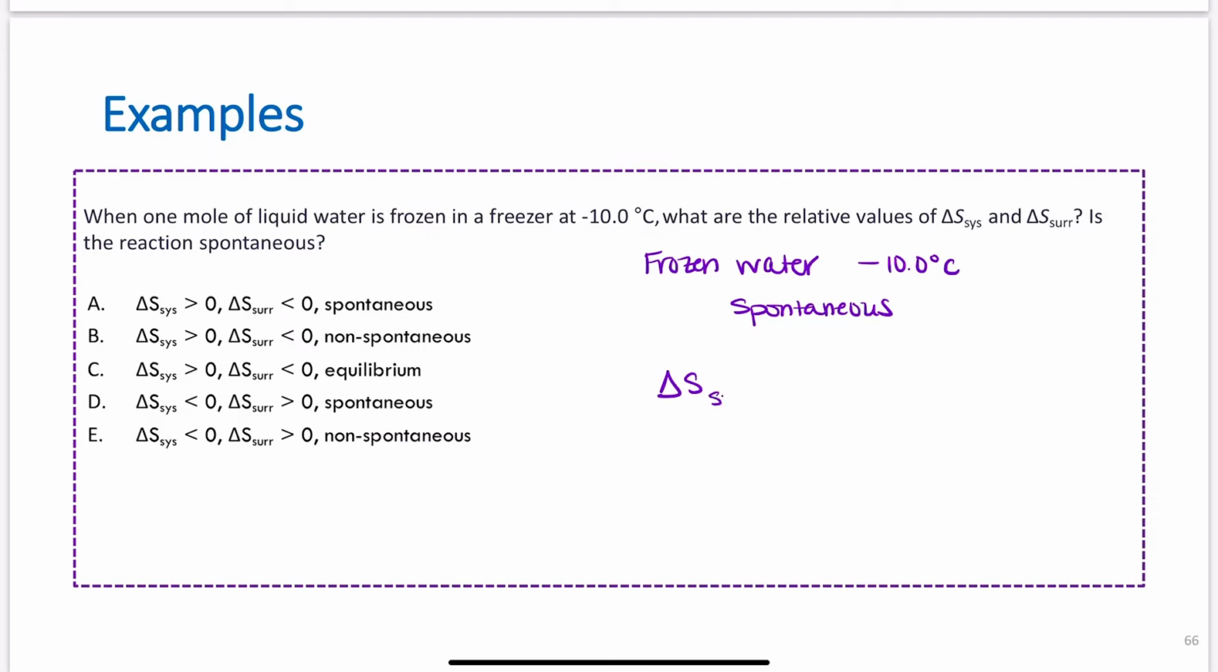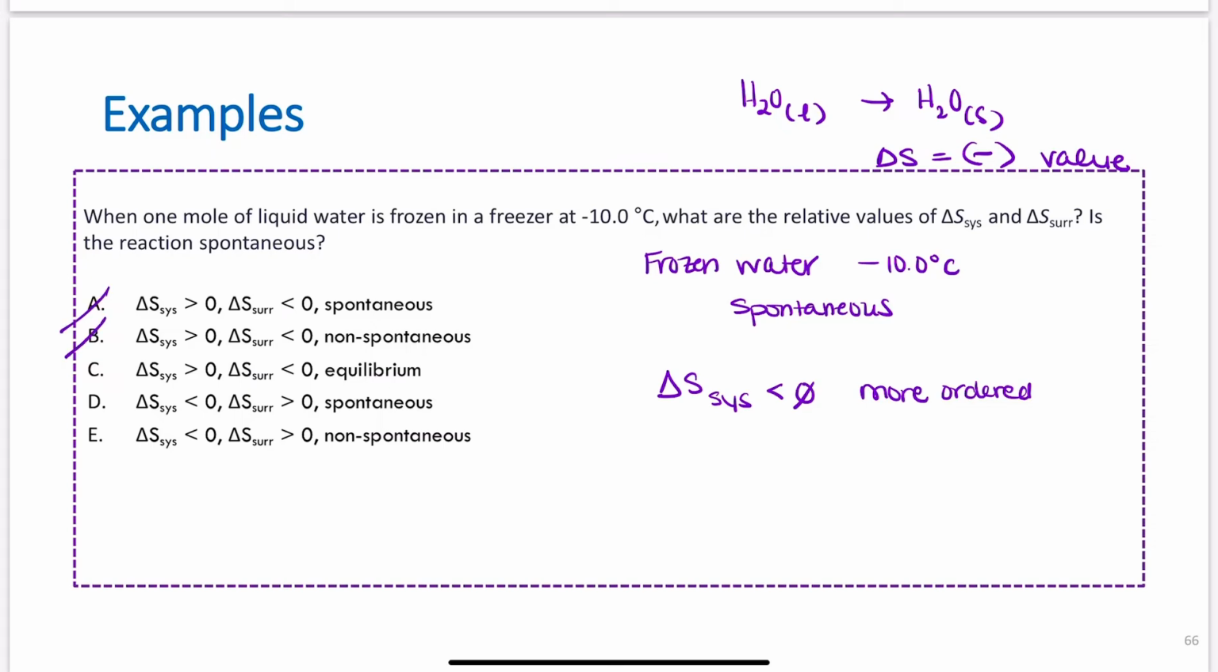But my delta S in my system is going to be less than 0. It's going to be a negative value because it's a more ordered system. I'm going from water, liquid, to water, solid. Delta S is not happy. It's a negative value. I know delta S of my surroundings is going to be greater than 0. So it cuts off the first 3 options. Is it spontaneous or non-spontaneous? It is spontaneous because I know this will absolutely freeze.